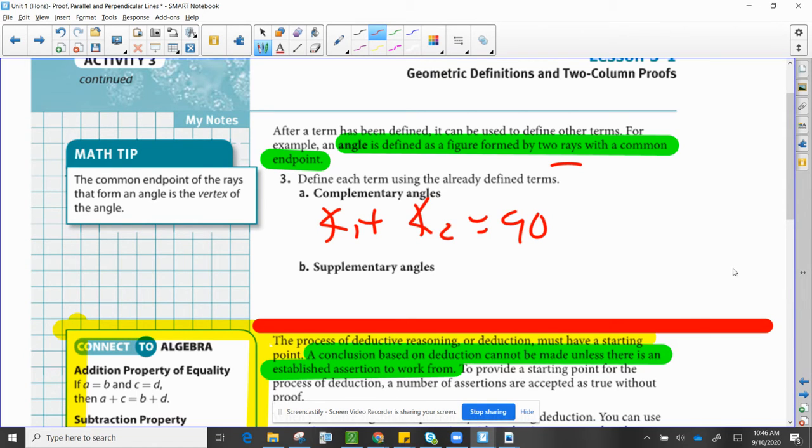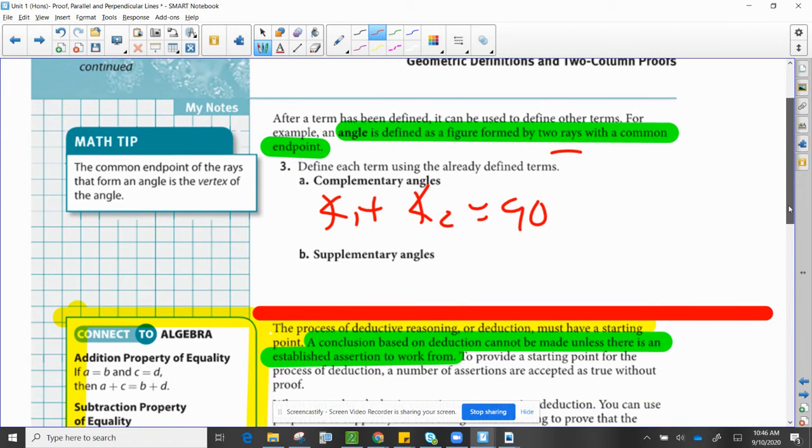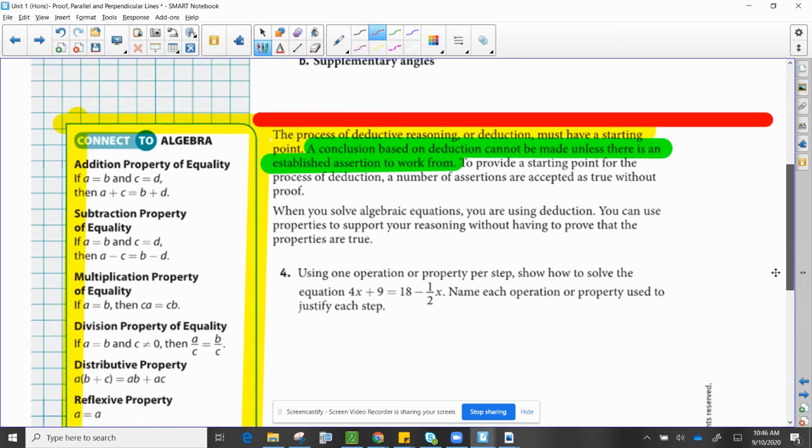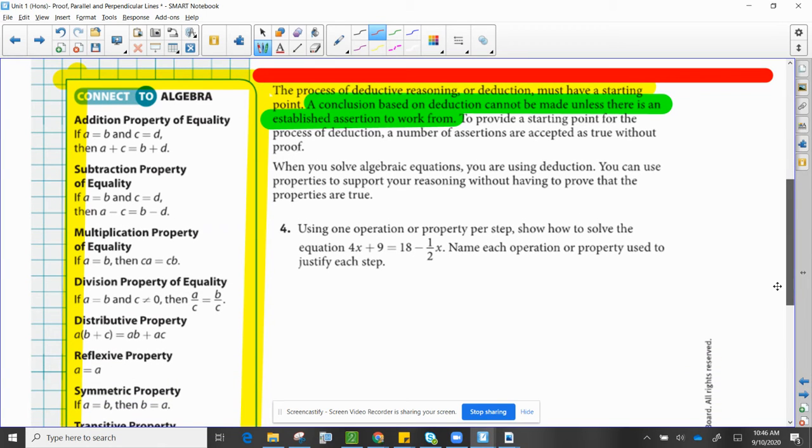Okay, so the point that your book is trying to get at here is just every definition builds off of prior knowledge in geometry, and that prior knowledge comes from those three main definitions: point, line, and plane. All right, so we're going to start here and getting into some proofs.